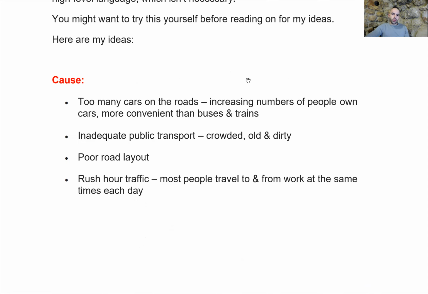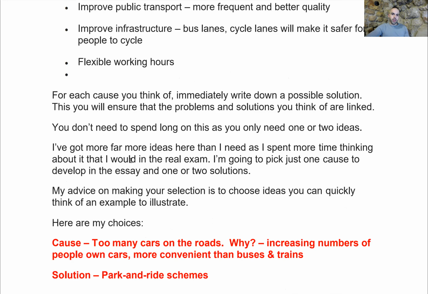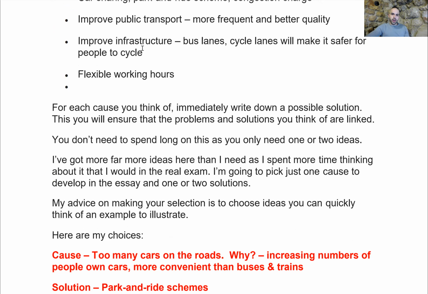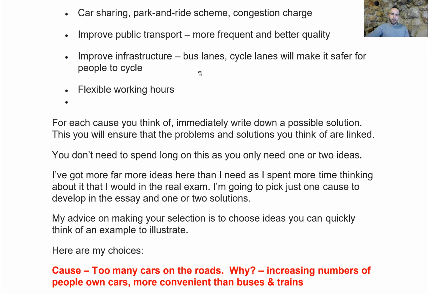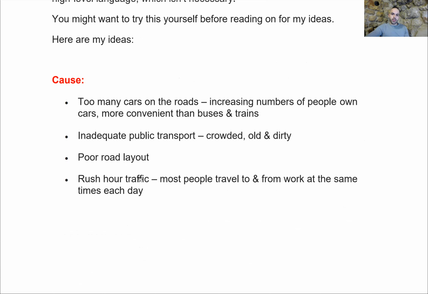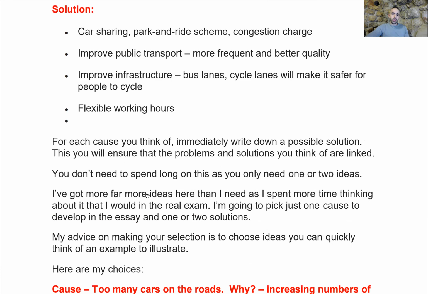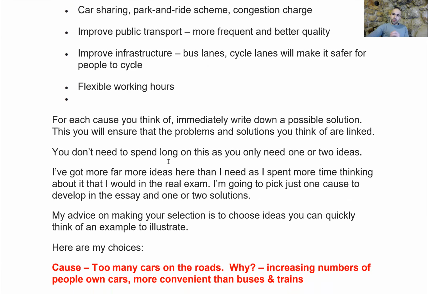Now let's move to the third cause, which is poor road layout. Let's see a solution. Improve infrastructure here. So improve infrastructure: bus lanes and cycle lanes will make it safer for people to cycle. Amazing solution. Now for the last cause, which is rush hour traffic. Let's see a solution: flexible working hours. So for each cause you think of, immediately write down a possible solution.